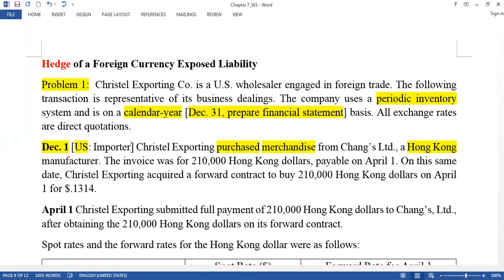That means you have to pay Hong Kong dollars. And how much Hong Kong dollar do you have to pay? According to this question, you are liable to pay 210,000 Hong Kong dollars. When is the payment date? Look at it. Transaction date is December 1st and payment date is April 1st. It means that in between we have a calendar year, right? So April 1st is the payment date.